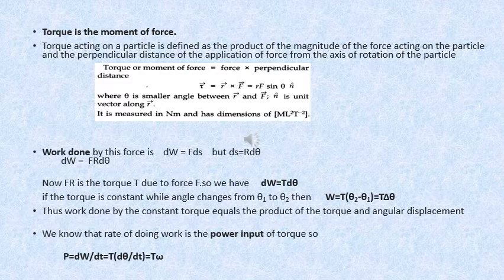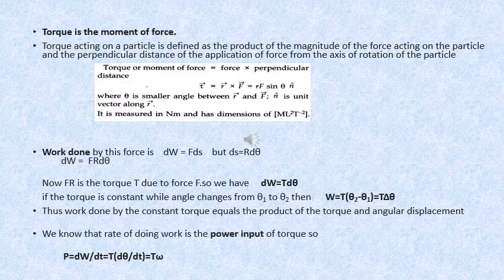Now work is equal to Fr d theta. Fr is the torque, so we write dW, or the work done, is torque d theta. So the work done is the product of torque and the angular displacement.